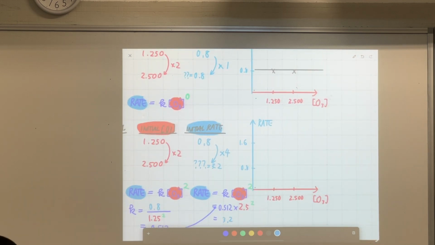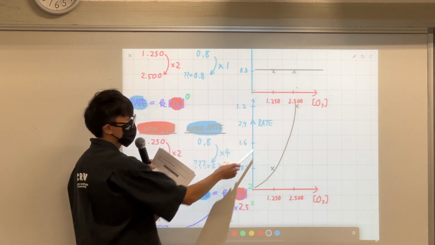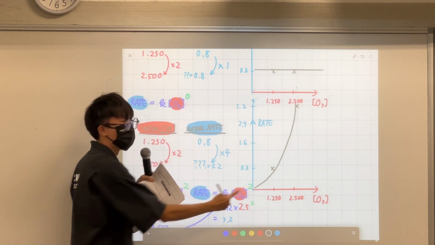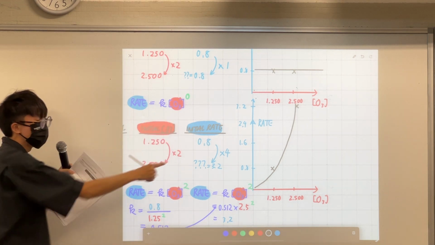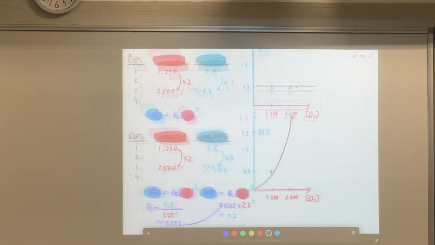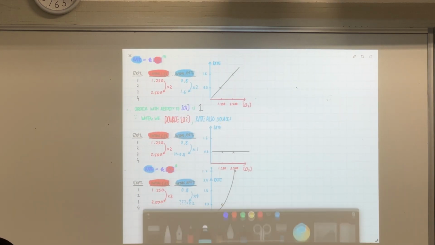Okay, so now can you draw this? Unfortunately, this graph is not tall enough to show 3.2, but you get the idea. So you have 0.8, 1.6, 2.4, 3.2. That means when I double the concentration from 1.25 to 2.5, did the rate just double? No, the rate quadrupled, okay? So that means this is an exponential increase, and therefore making this a second order reaction. So can you see what kind of data will support each order? I'll write down the conclusion now.